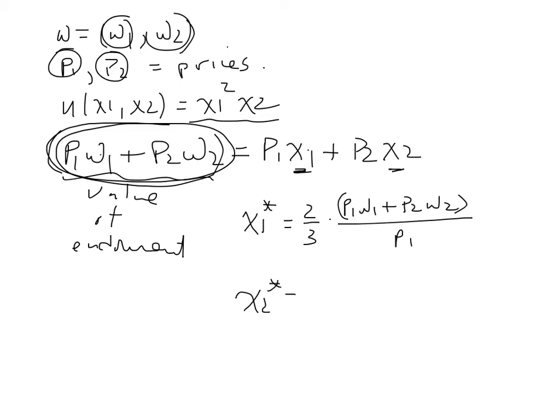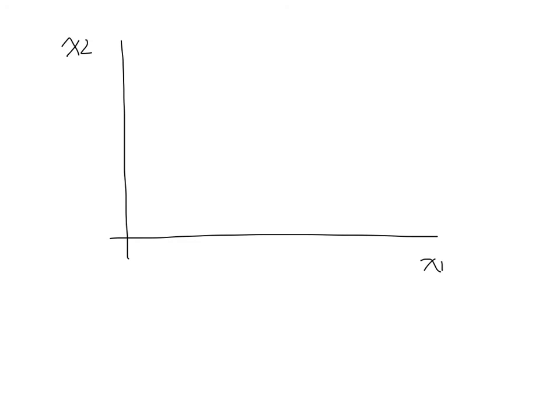x2 star, 1/3 times P1 omega 1 plus P2 omega 2 over P2. Okay? We could draw the picture, and we would do that as follows. Put x1 on this axis, x2 on this axis. Somewhere in the picture, we don't know the value of omega 1 and omega 2, but somewhere in the picture is our omega 1, omega 2. Without knowing what it is, we have to draw it somewhat arbitrarily. There's omega 1, omega 2.